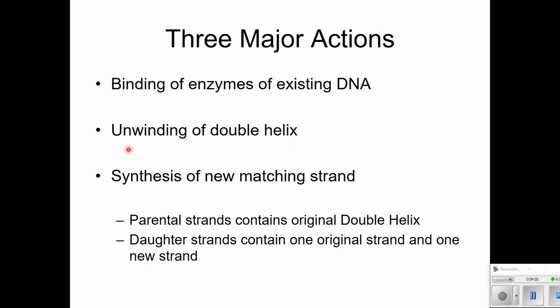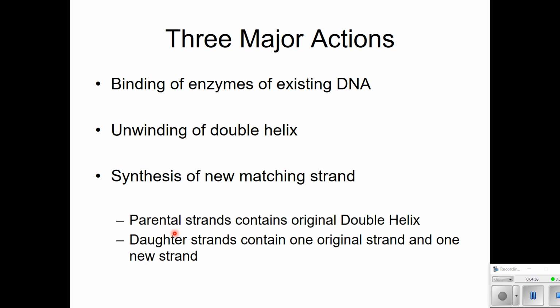Your DNA double helix is wound up into a tight little ball, and your cell needs to unwind that to get at every single strand and make a new copy of it. The synthesis of the new matching strand is going to be the end goal of replication. Synthesis stands for to make. So we are going to make a new matching strand based on the old template strand that's in the cell already.